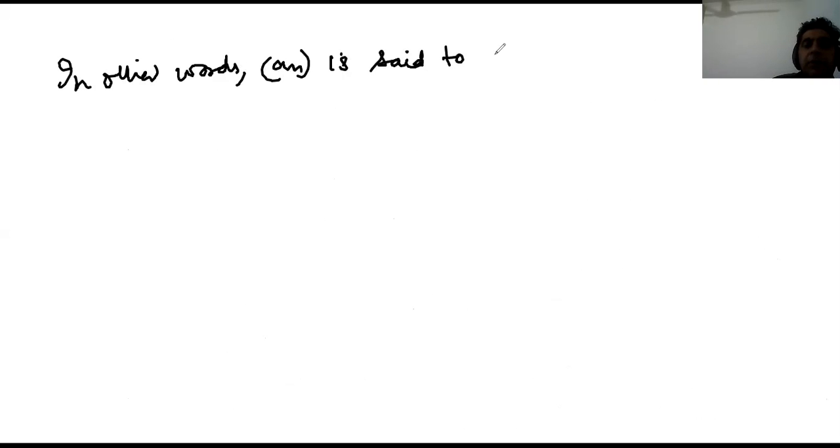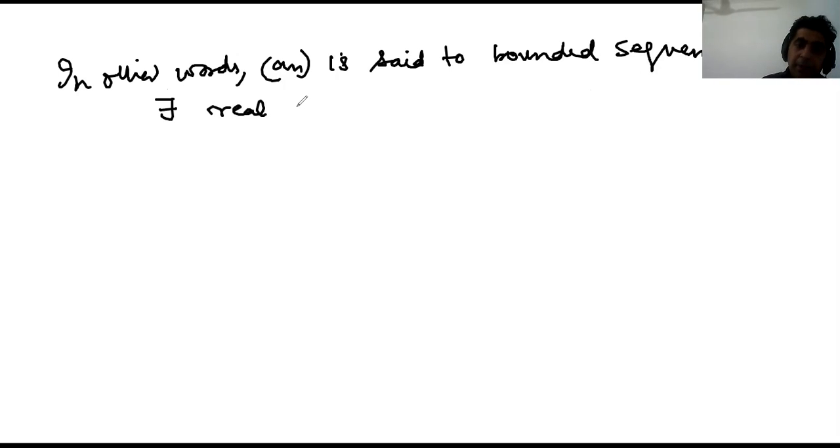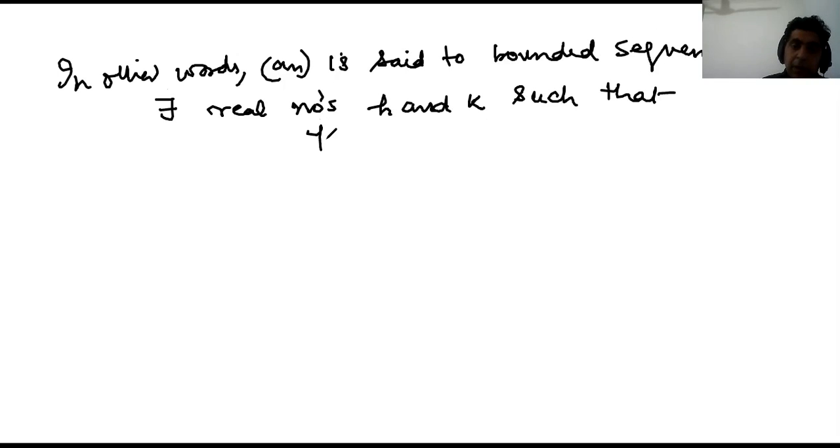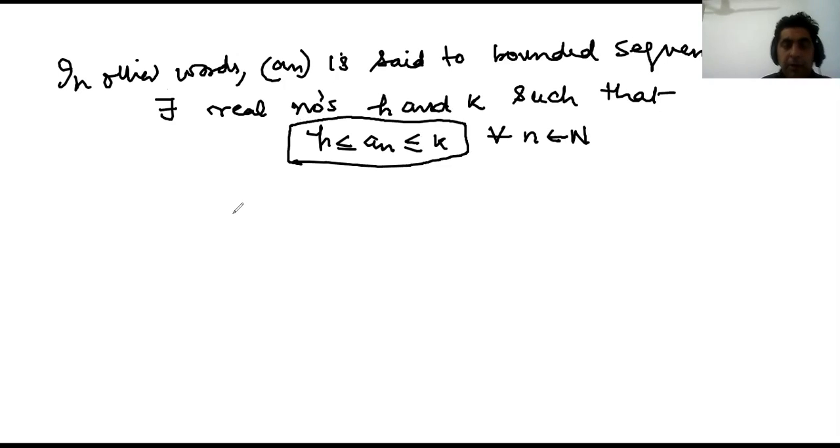In other words, an is said to be a bounded sequence if there exist real numbers h and k such that h is less than or equal to an less than or equal to k for all n belongs to N. If this condition happens, then we say that this is bounded.